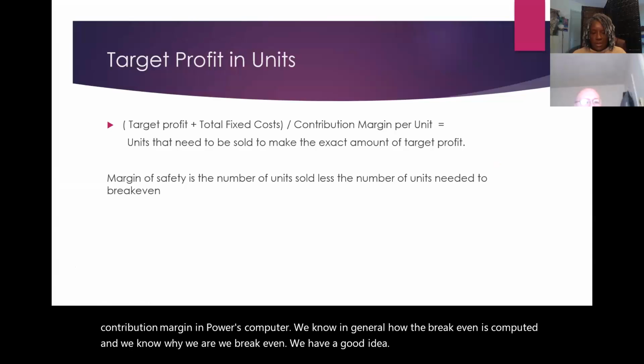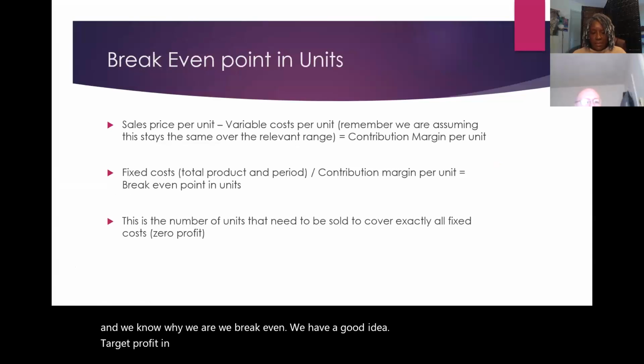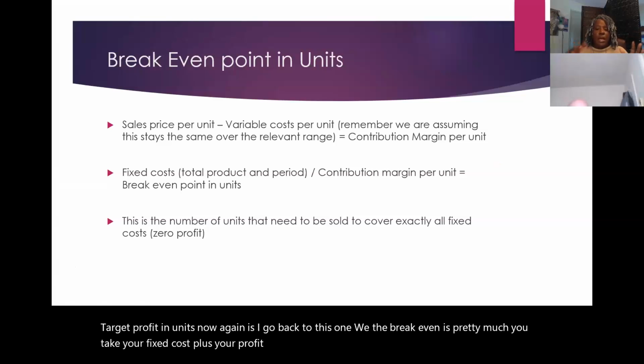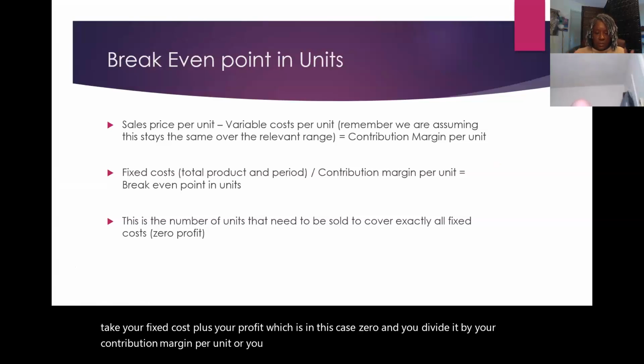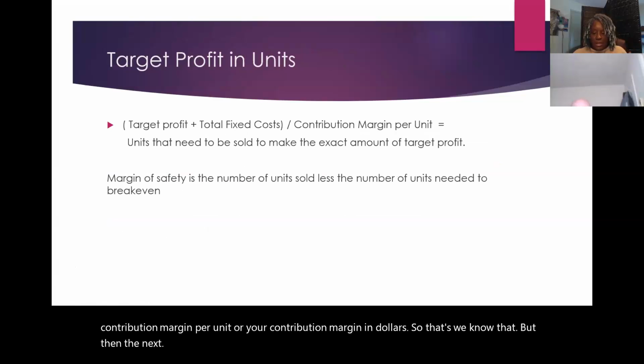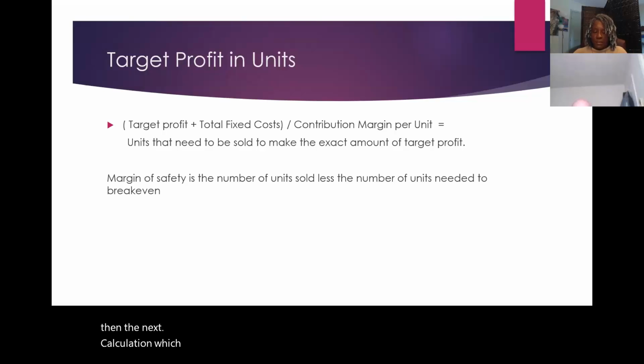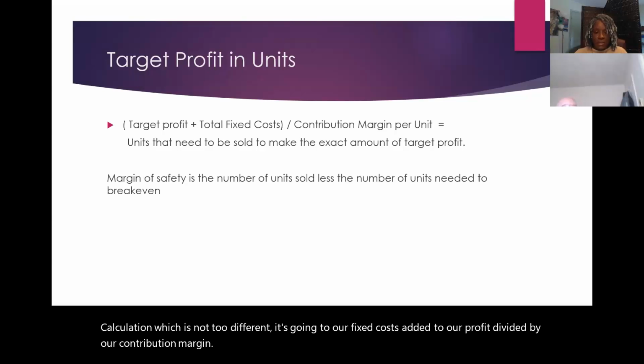Target profit in units. Now, again, as I go back to this one, the break even is pretty much, you take your fixed costs plus your profit, which is in this case 0, and you divide it by your contribution margin per unit or your contribution margin in dollars. So we know that. But then the next calculation, which is not too different, is our fixed costs added to our profit divided by our contribution margin. And why do we do this?